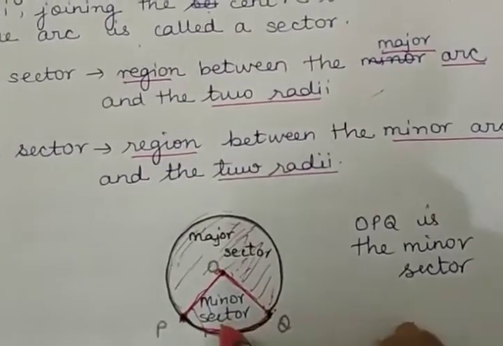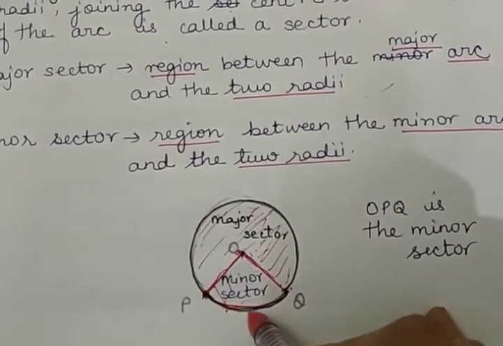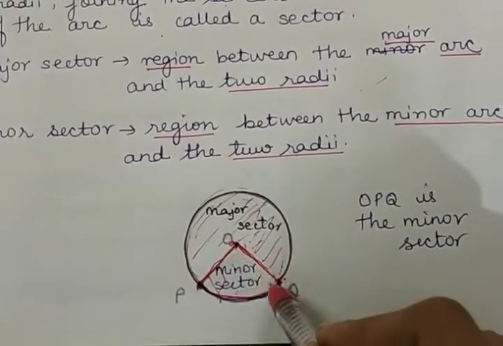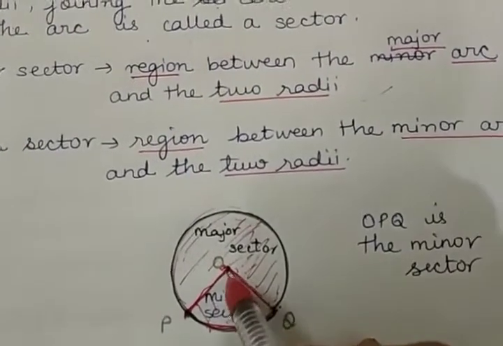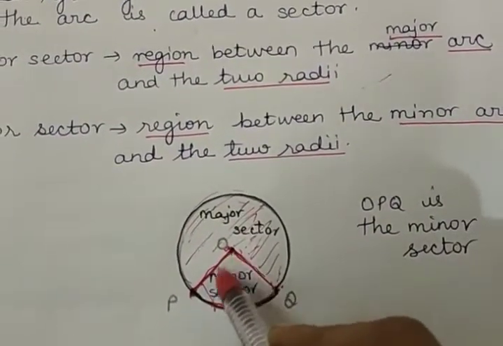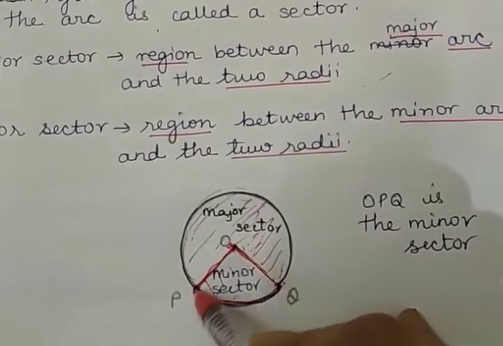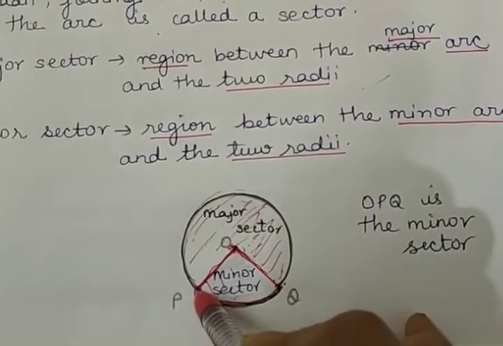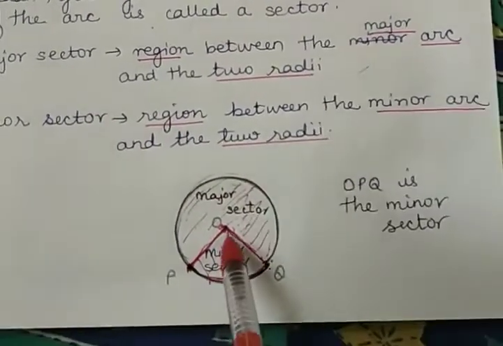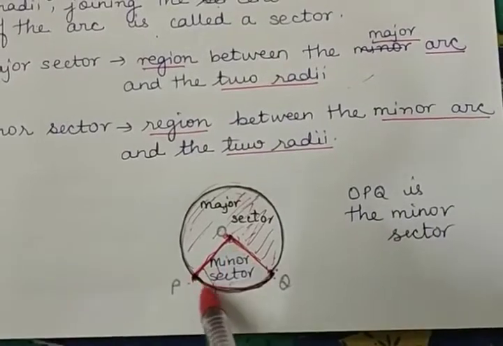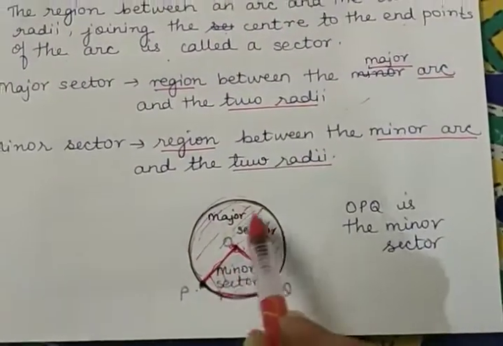And what is the minor sector? It is the region between the minor arc and the radii. The plural of radius is radii. So it is the region between the minor arc and the radii, and these radii touch the endpoints of the arc. Here OPQ is called the minor sector and the remaining part is your major sector.